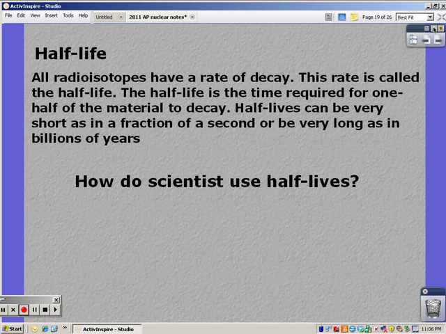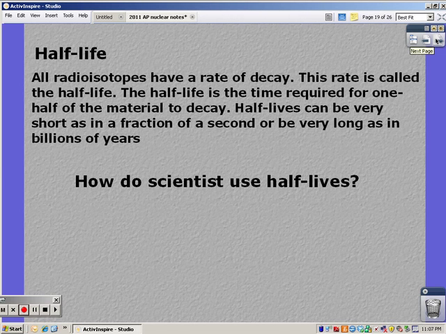So all isotopes have a rate of decay. This rate is called the half-life. Make sure you know the definition of the half-life. A half-life is the time required for 1/2 of the material to decay. Half-lives can be very short, as in fractions of seconds, or can be very long, as in billions of years.